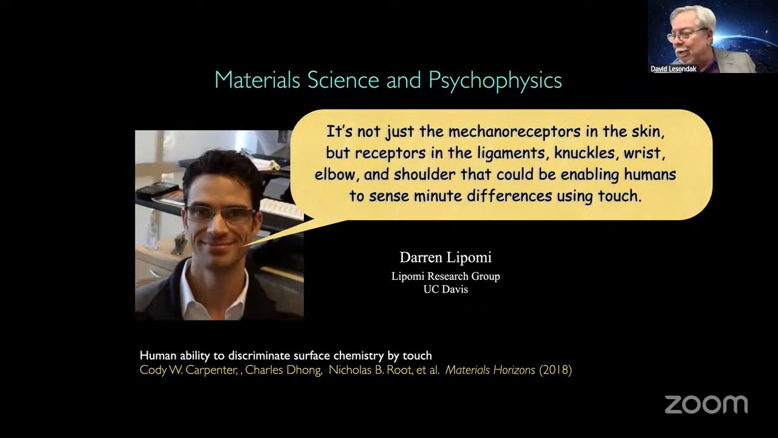But I'm going to quote Darren, who runs the lab. Love Darren. It's not just the mechanoreceptors in the skin, but the receptors in the ligaments, the knuckles, the wrist, the elbow, the shoulder that could be enabling humans to sense minute differences using touch. And I really want to have a conversation with Darren about fascia someday. I hope I get to do that. But I hope you can see how this fits together, and also with the concepts of tensegrity, all the way down to the cell, all the way up to the skin.